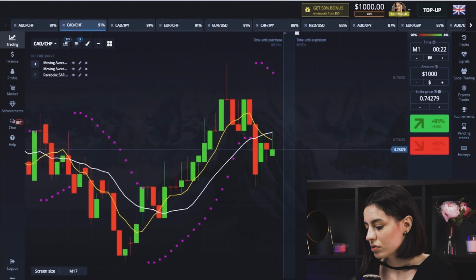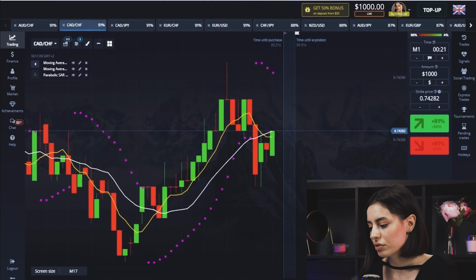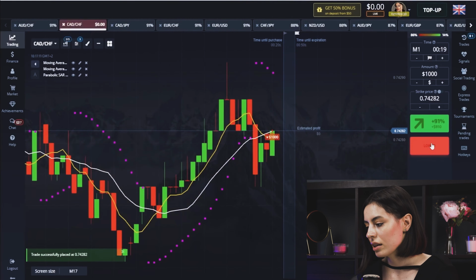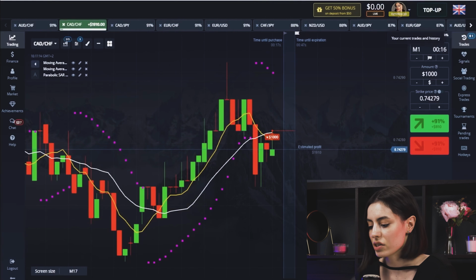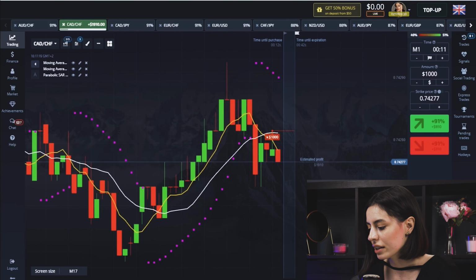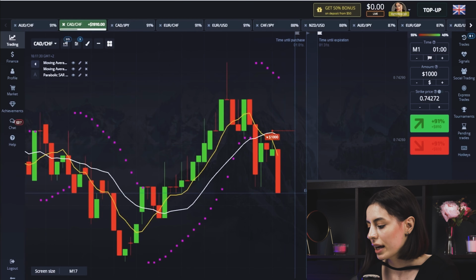So guys, if you want to be correct with this method, you must consider the first factor. First, you have to choose a stable currency pair. And if the moving average, the yellow line, crosses from top to bottom, and the white moving average line is also going downwards, and at the same time the signs of the parabolic SAR from above give a signal, in this case I put it down for 1 minute.